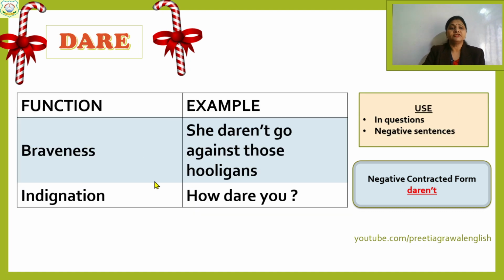Okay. Now see, dare. Dare is used for braveness or for indignation. For braveness: she dare not go against those hooligans. This is showing that she is not brave. So for braveness we can use dare, and for indignation, suppose we say, how dare you. So this is the use of dare. Dare is used most of the time in questions and in negative sentences. And the negative contracted form of dare is daren't. Means negative short form is daren't.